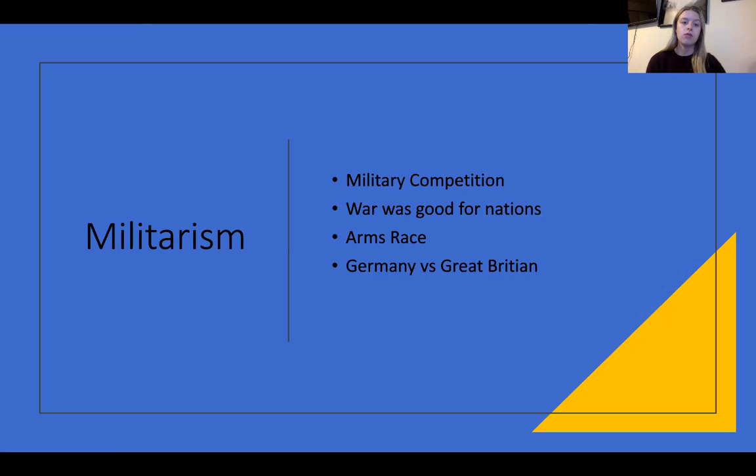During this time, there was a huge arms race between Germany and Great Britain. Germany wanted to increase their naval power because they didn't have much during this time. Great Britain, as we all know from our previous unit, has the biggest navy in the world. There are not many other places that can compete with them. So Germany wanting to create this navy is going to create tension between these two countries.